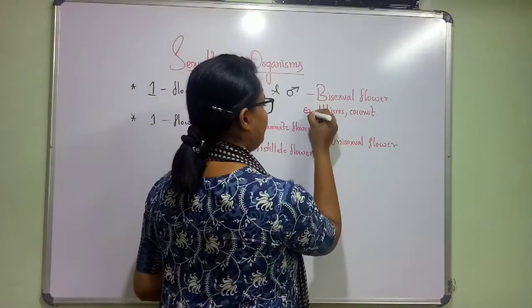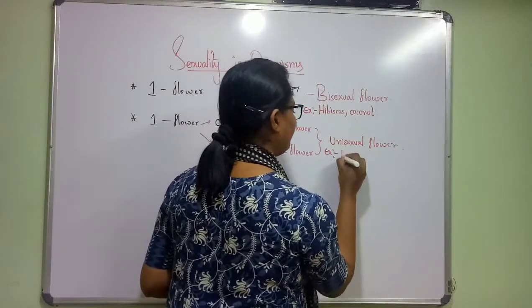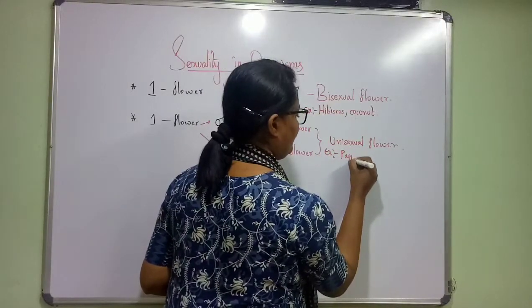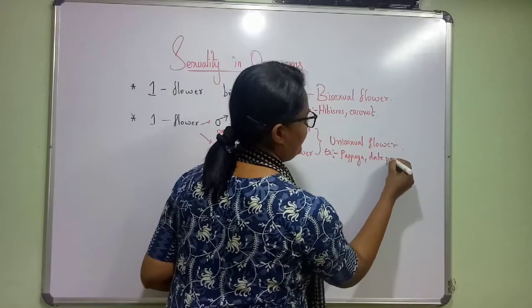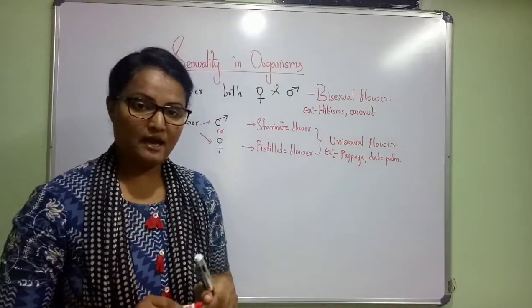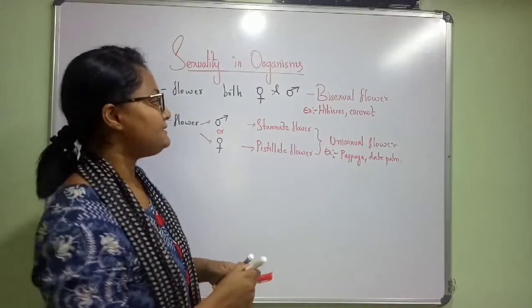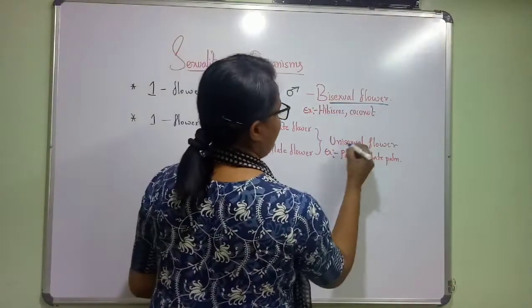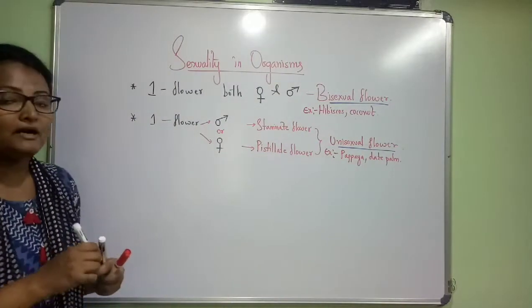And the examples are papaya or date palm. Dates and papaya are the examples for unisexual flowers. And yes, bisexual flowers are hibiscus. Okay, now we'll deal with plant.